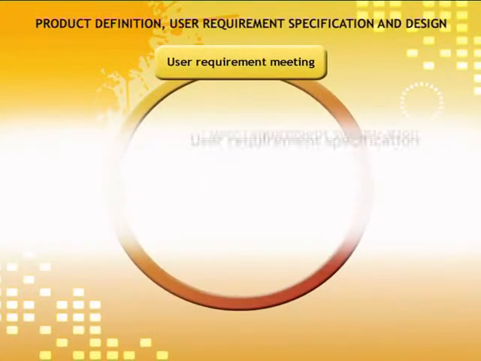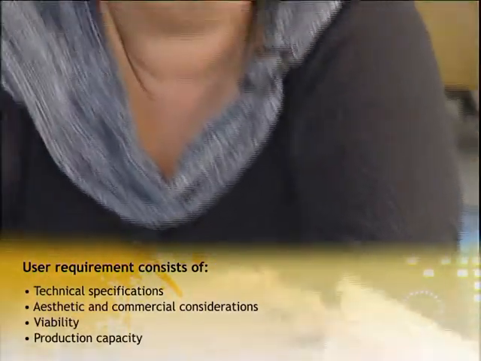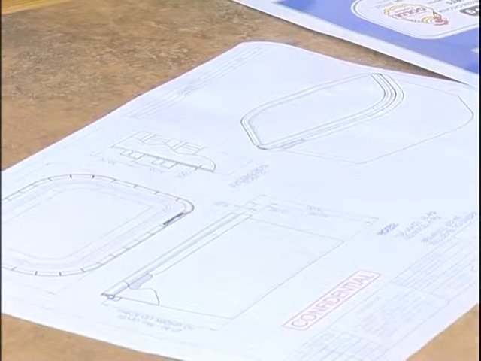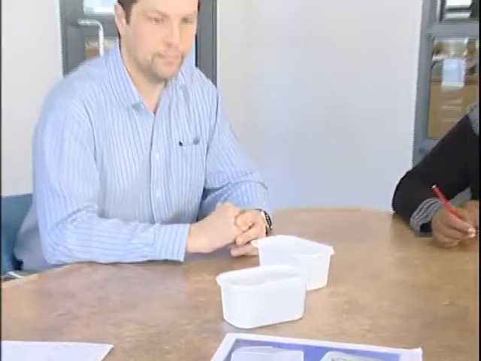User requirement specification. For the design of a plastic tub, the defined user requirement will cover technical specifications, aesthetic and commercial considerations, viability, and production capacity. Technical considerations include material type, product weight, dimensions and shape, among others. Aesthetic considerations include packaging decoration, while commercial considerations include order quantities and target costs.